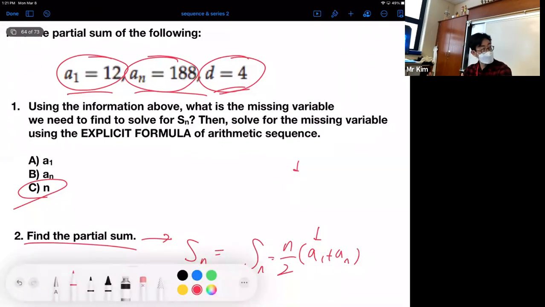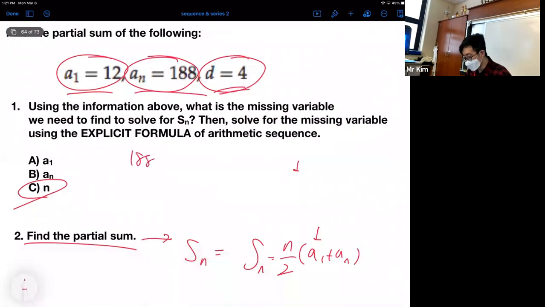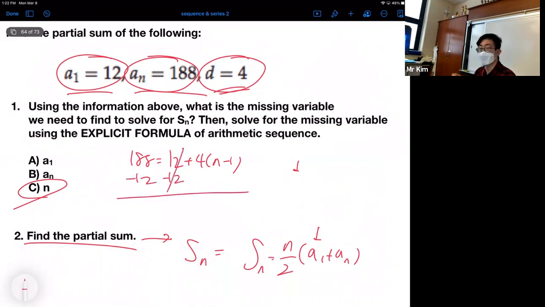Once I plug into the explicit formula, which all of you guys have done, 188 is equal to 12 plus 4 times n minus 1. There we go. The only letter missing is n. Take it one thing at a time. You subtract 12 first. This is pre-algebra stuff. This is 176 equals 4 times n minus 1.